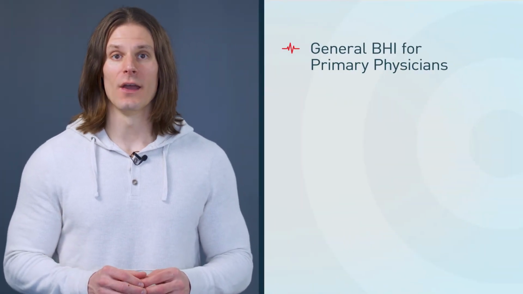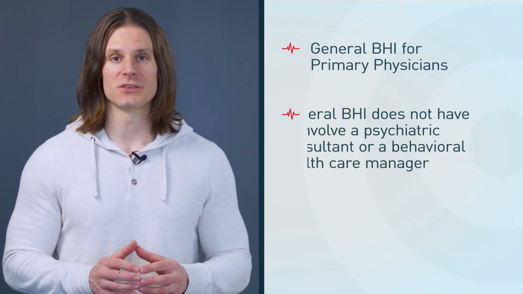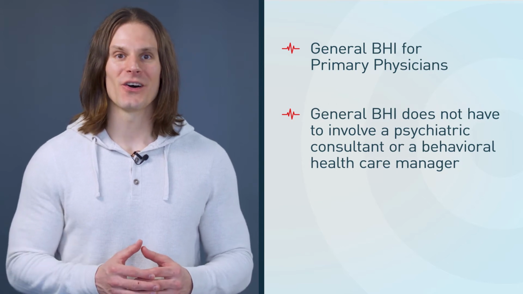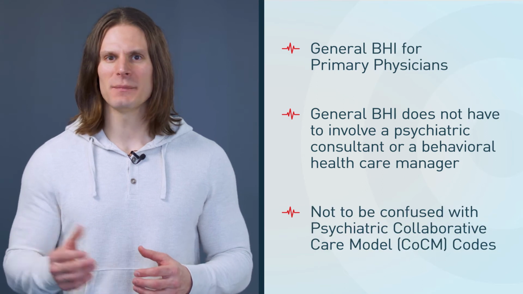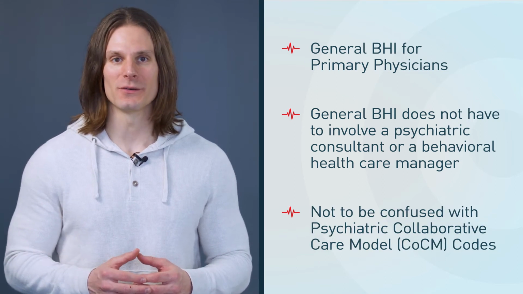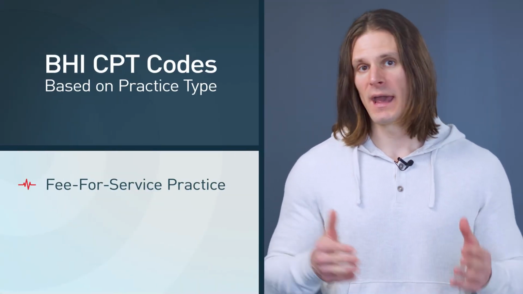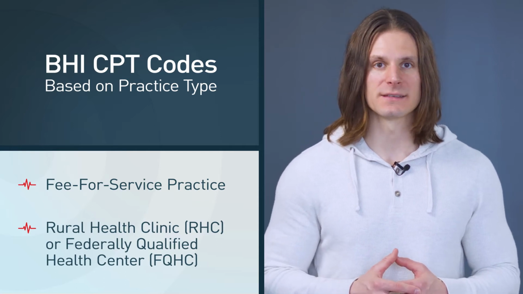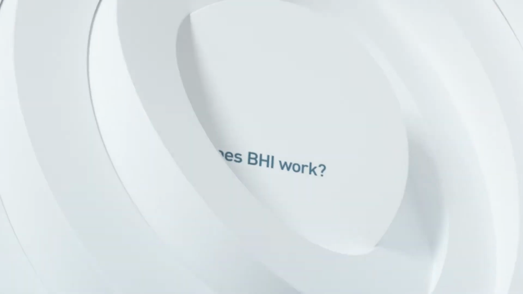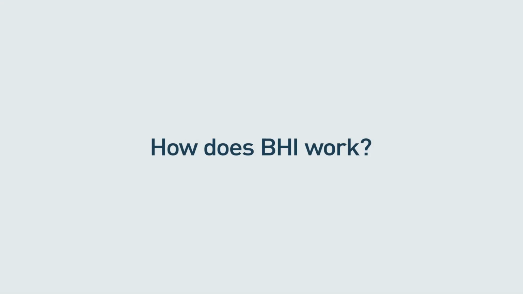Now, keep in mind, the codes we'll be going over today are for general BHI. These codes are more used in the primary physician space, not to be confused with COCM codes. There are two types of codes for behavioral health integration, one for fee-for-service practices and the other for rural health clinics or federally qualified health centers. But before we look at the codes, let's take a look at how the Behavioral Health Integration Program works.